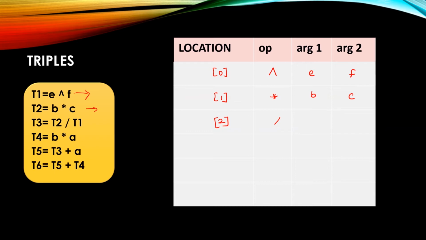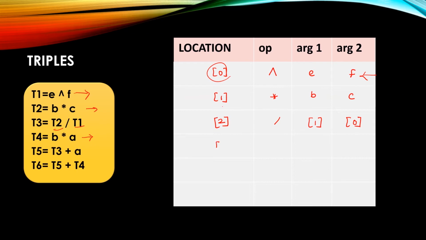Since we are not using temporary variables, you have to use the location field instead. So the result of T2 is stored in the location 1, so you have to represent 1 here. And the result of T1 is stored in the 0th location. So you have to use 0 as the second argument, right?